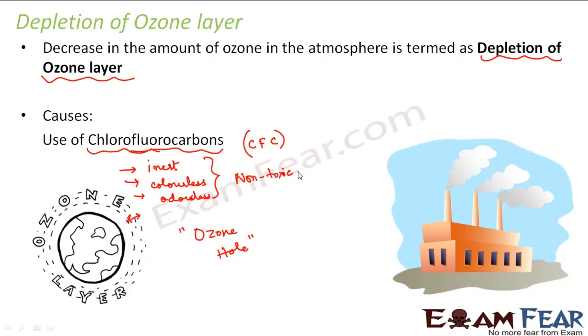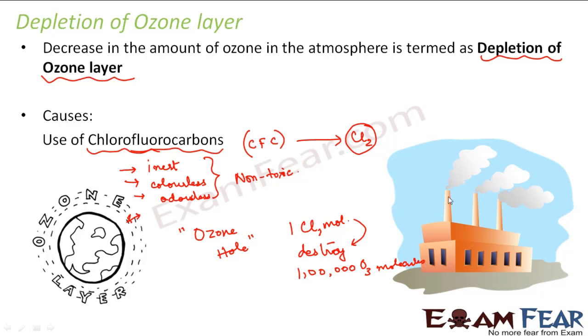So what is the problem that they are causing? What happens is, at the higher levels of atmosphere, under very high energy radiation, these chlorofluorocarbons get converted into chlorine, and this chlorine is the culprit. Why? Because one chlorine molecule has the capability to destroy around 1 lakh ozone molecules. Right? So who is the main culprit here for depleting the ozone layer? It is not the chlorofluorocarbons directly, but the chlorine molecules which are produced from chlorofluorocarbons at the higher levels of atmosphere.